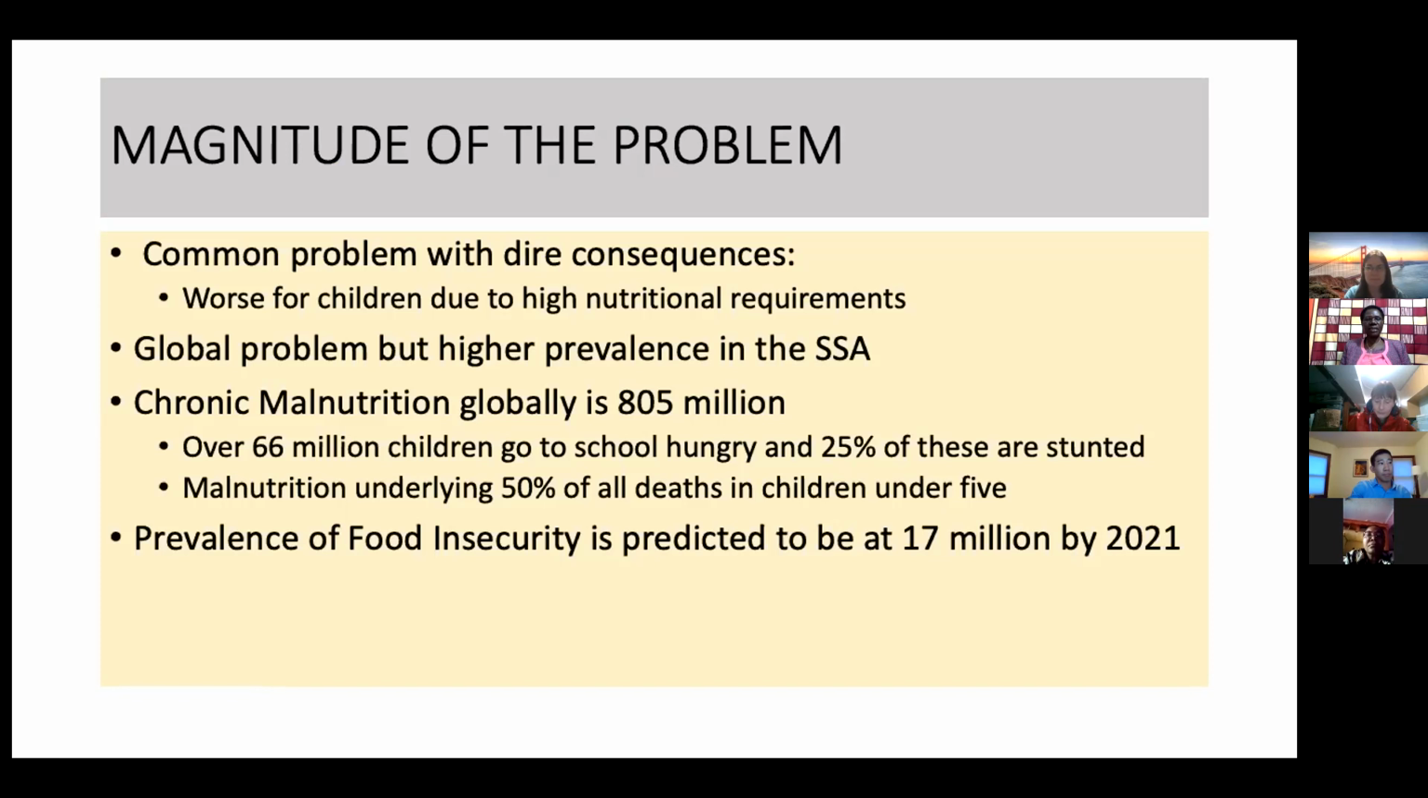But amongst children, we also find that apart from going hungry, quite a good percentage of them are also stunted. And it has always been recorded, and I think this still stands, that about 50% of all deaths in children under 5 have an underlying malnutrition. So prevalence of food insecurity is predicted to reach about 17 million this year.